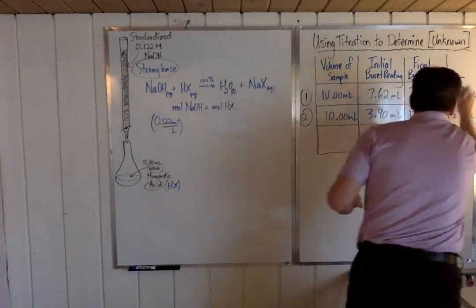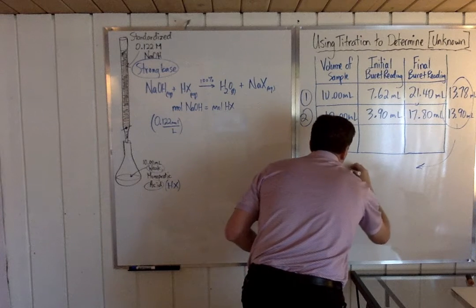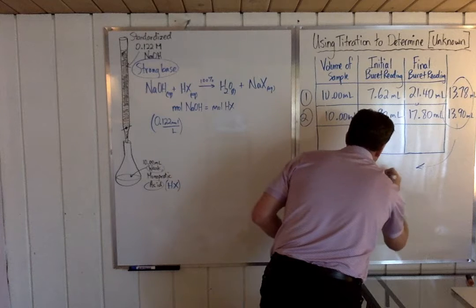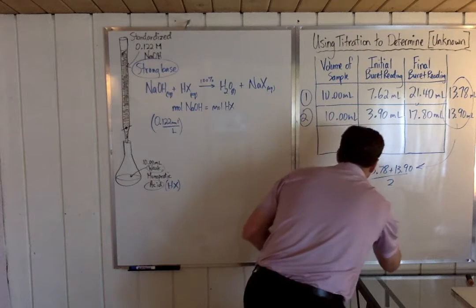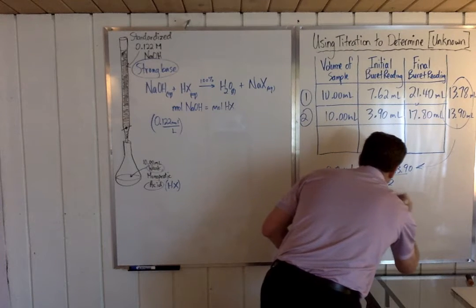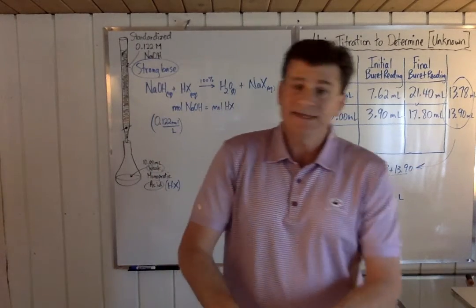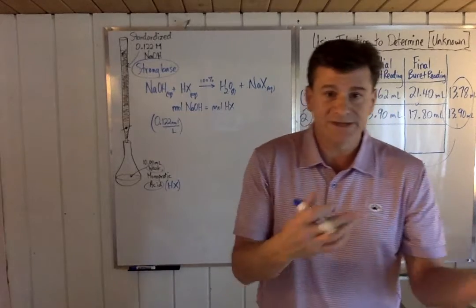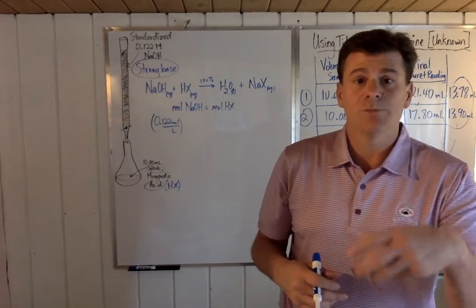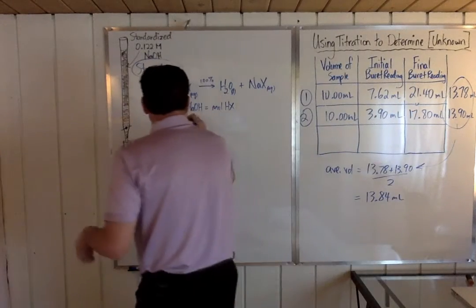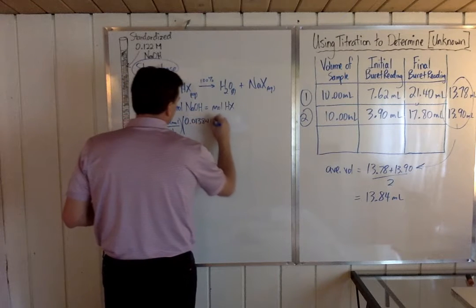Okay, so here, the average volume equals 13.78 plus 13.90 divided by 2, which was 13.84 milliliters, and that's the volume that I want to take. It's in milliliters, so let's make sure we move the decimal three places to the left, and then we'll put it into liters so that it cancels. So I have 0.01384 liters.